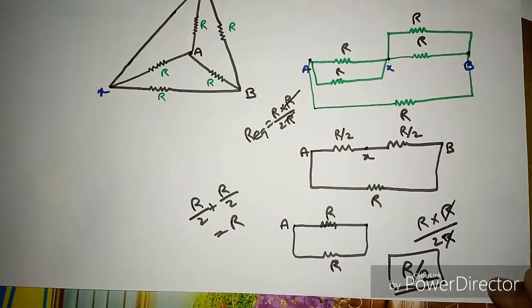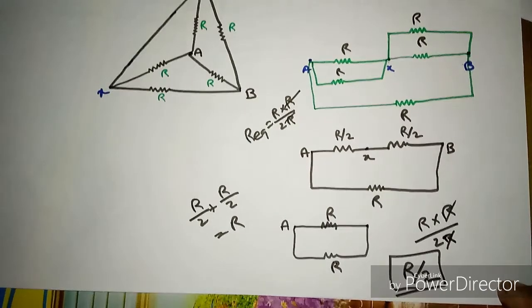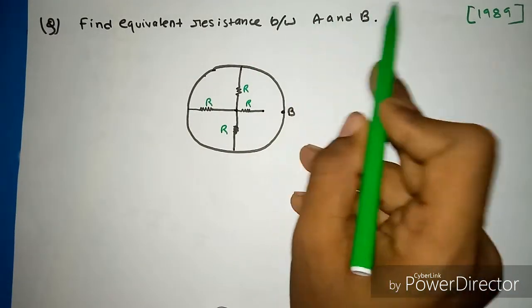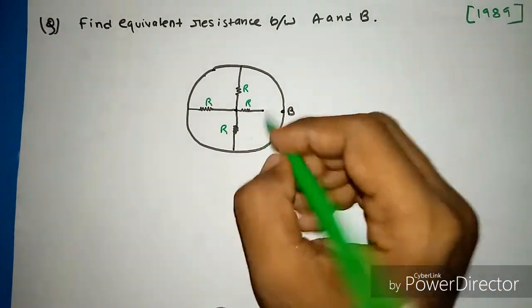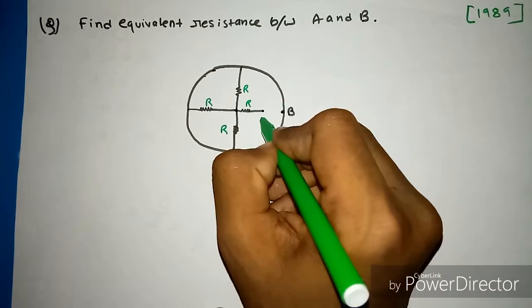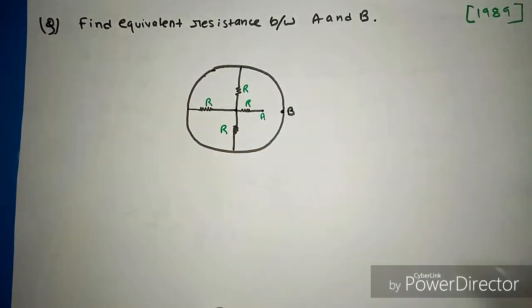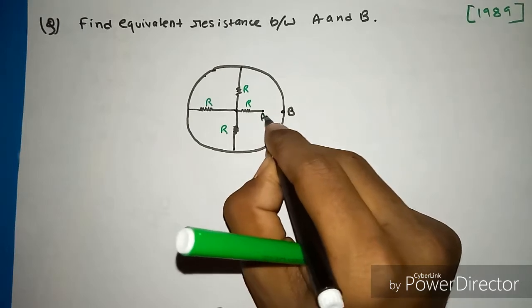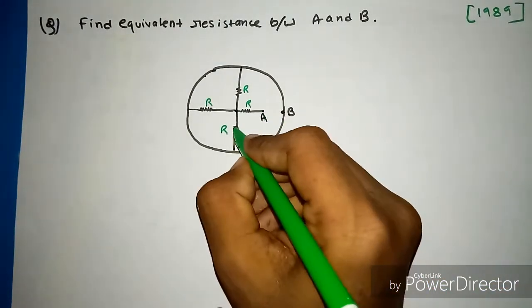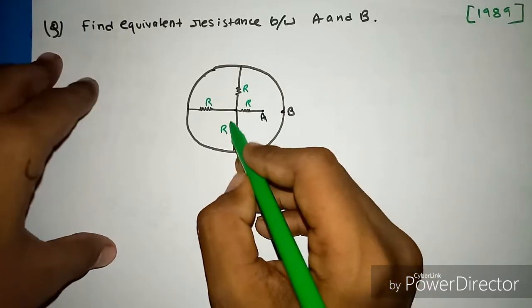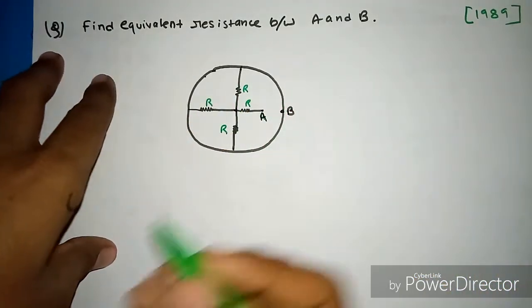So let us take the next problem and try to solve those. Okay, so the next problem says find the equivalent resistance between A and B. So this point is A, I'm sorry I forgot to write, this point is A, so find the equivalent resistance between the point A and B, and these are the resistors having resistance R. So how do we do this?